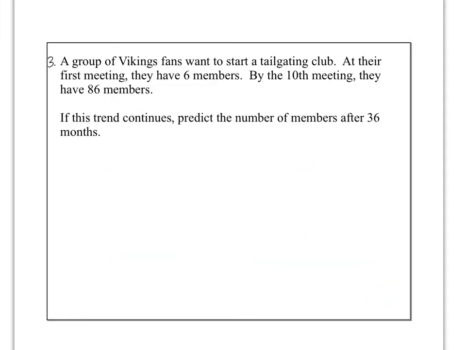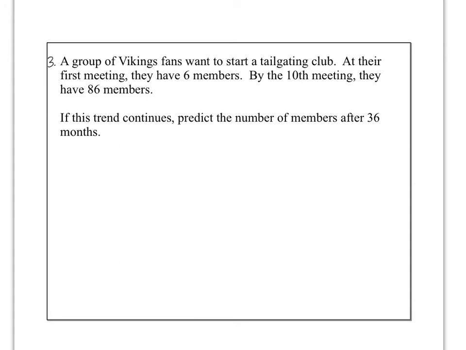Please try number 3, and when you're done, unpause the video. There is a trick to this one, so be careful. Number 3, a group of Vikings fans want to start a tailgating club. At their first meeting, they have 6 members. By their 10th meeting, they have 86 members. If this trend continues, predict the number of members after 36 months.